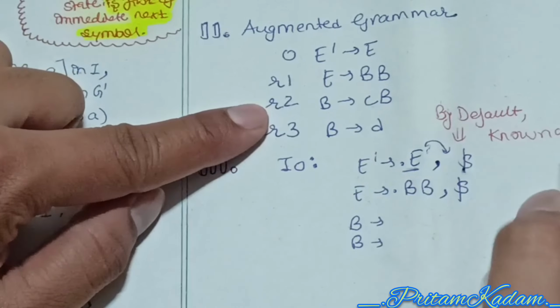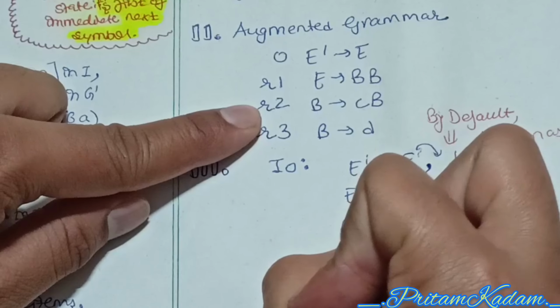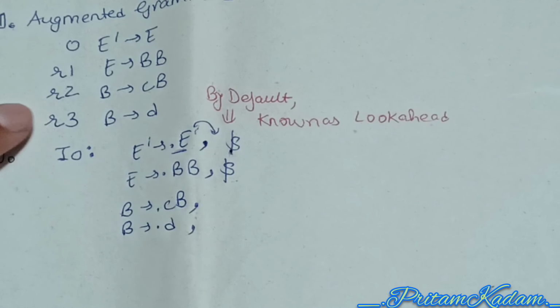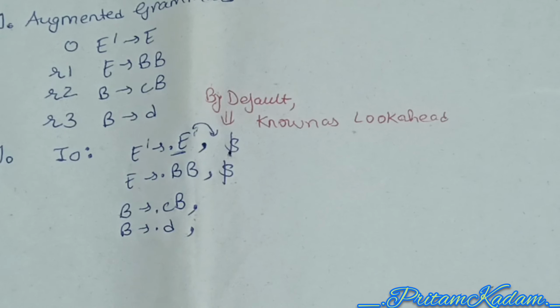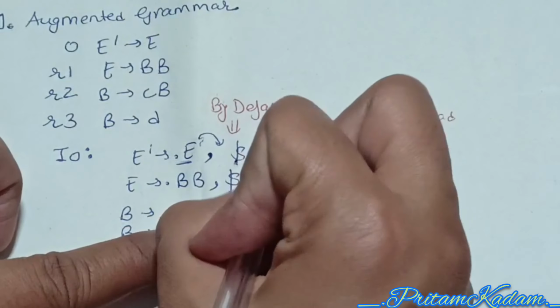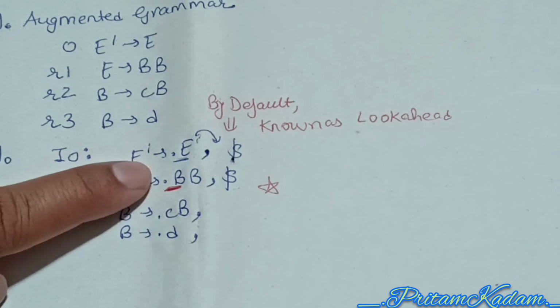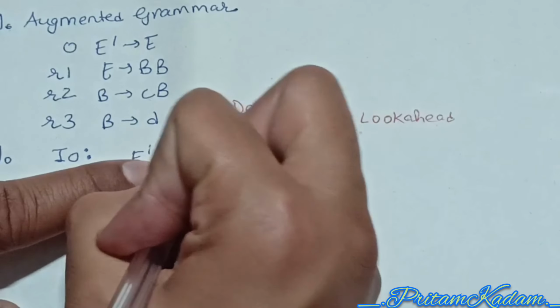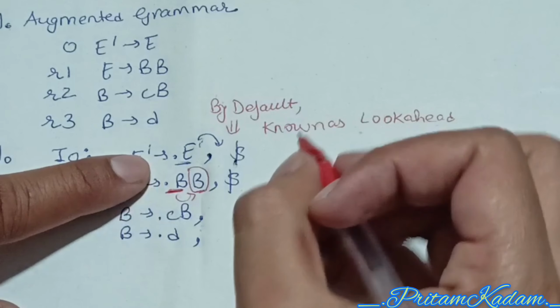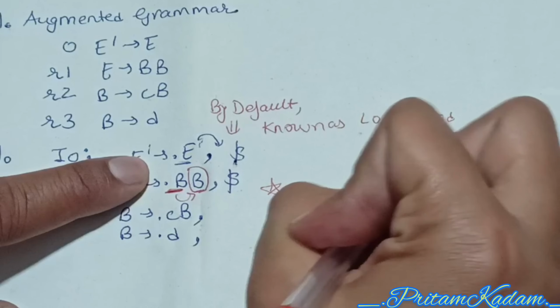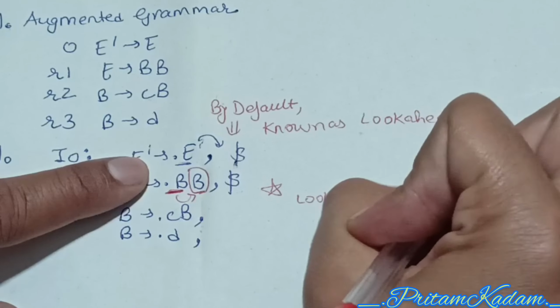Now for the B productions, as we have a dot before a non-terminal, we write the productions of B as well. In this case, capital B is followed by capital B only, and the first of capital B has to be written as the lookahead over here. So we hide this, and there is a capital B over here, so we will write the first of capital B in the lookahead of the B productions below.